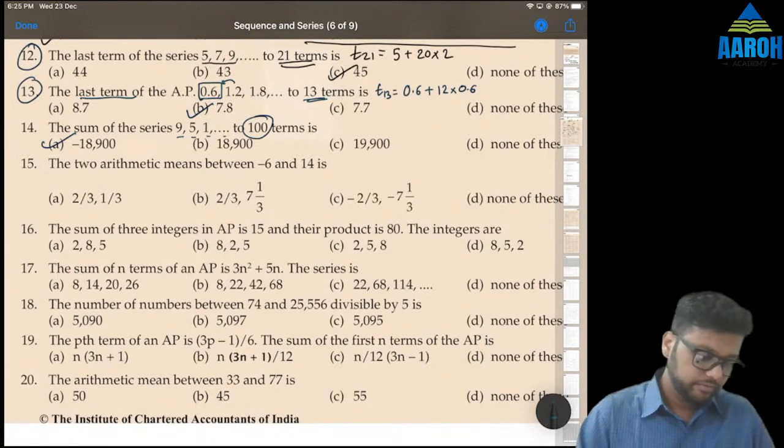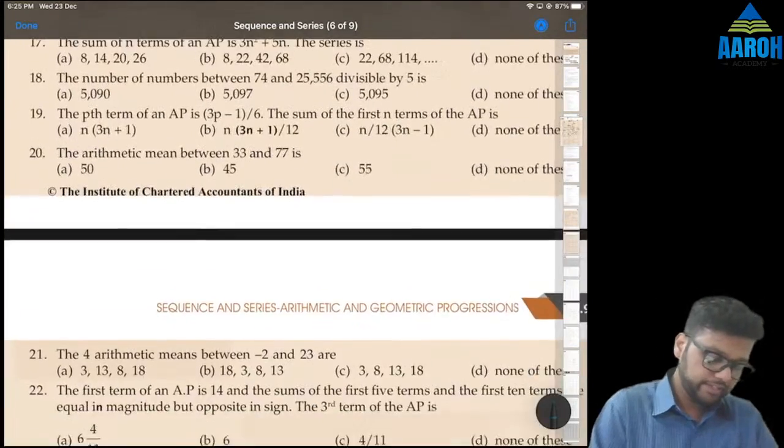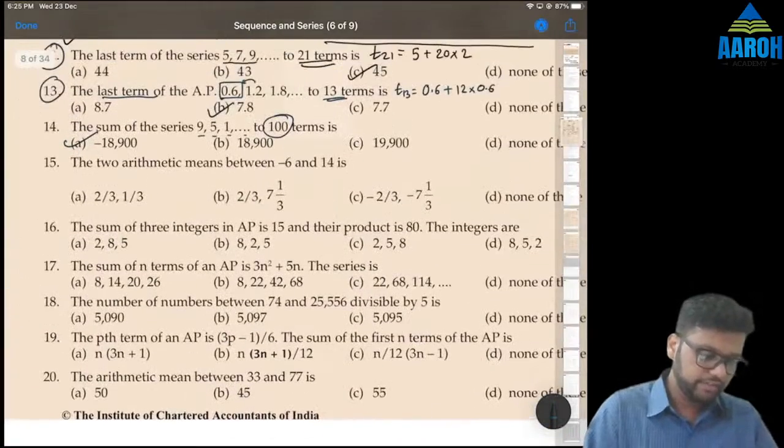Have you got option A, 14th? If yes, let's go to the next one, the 15th one.